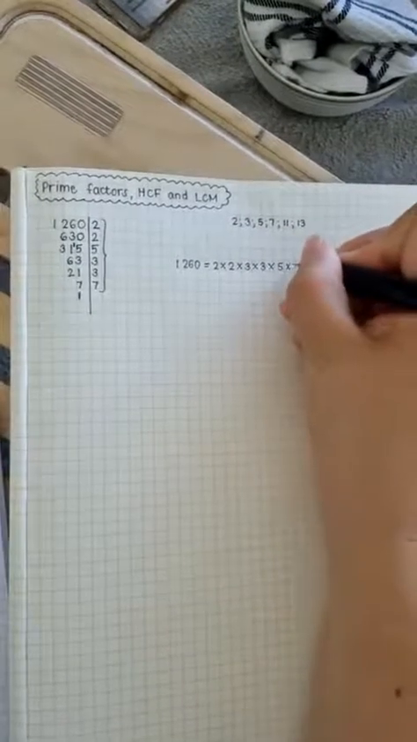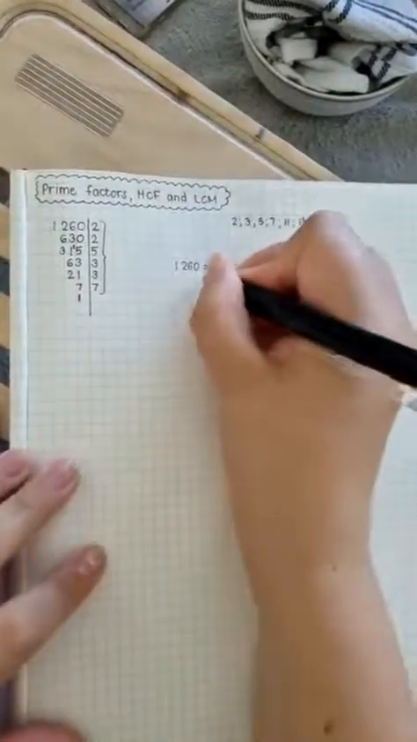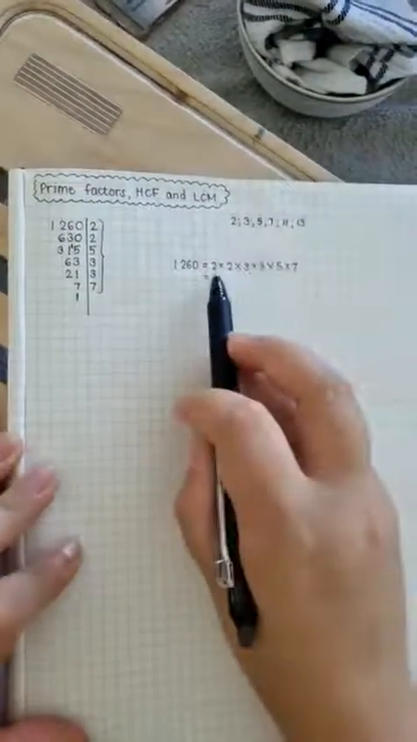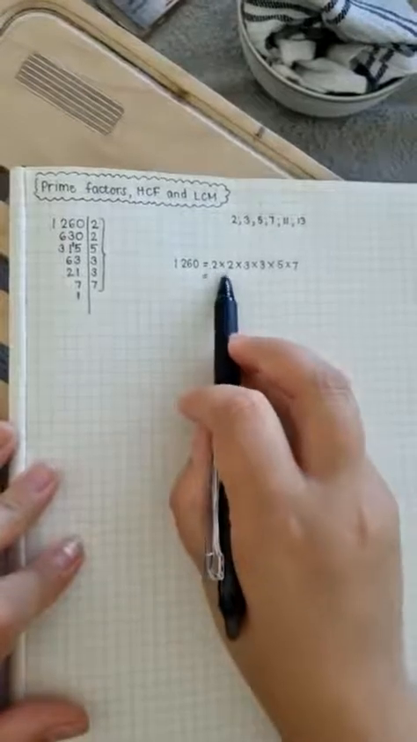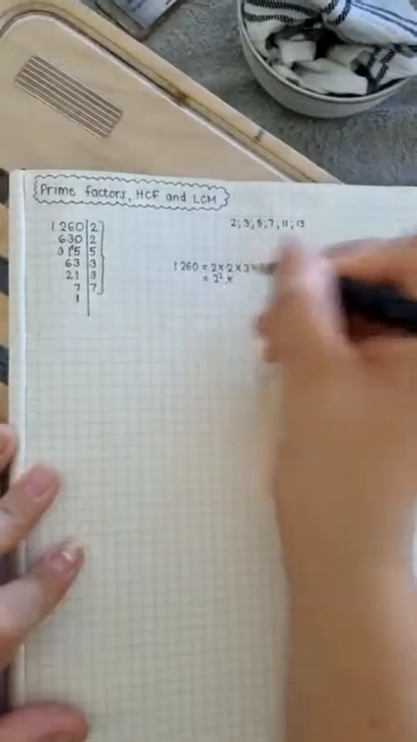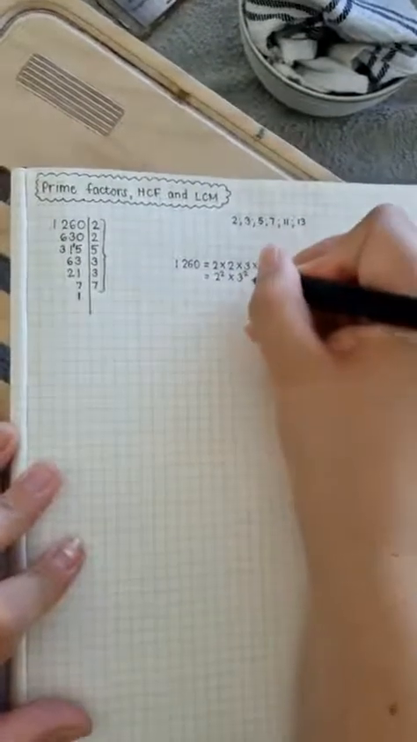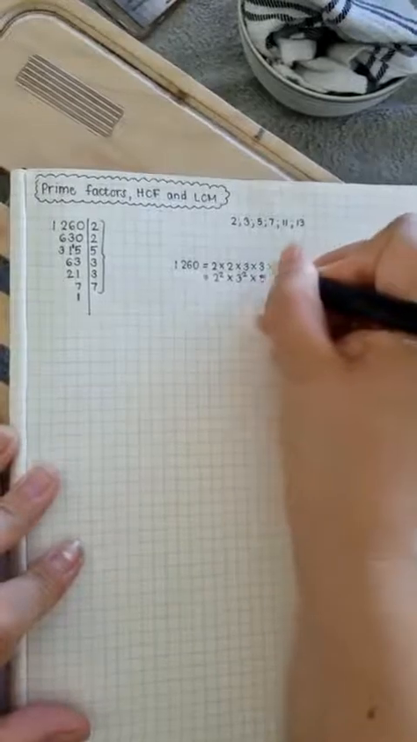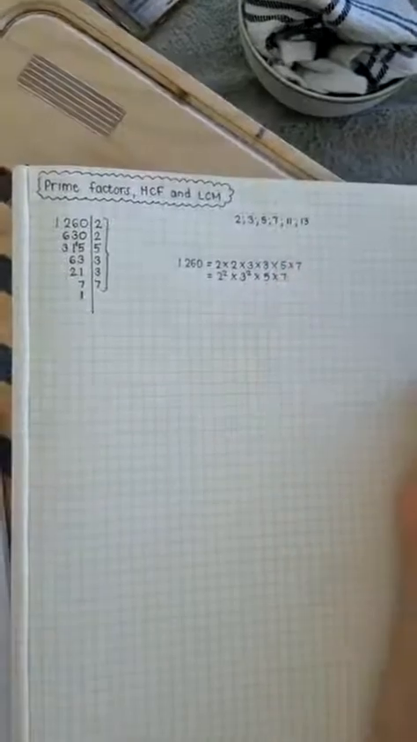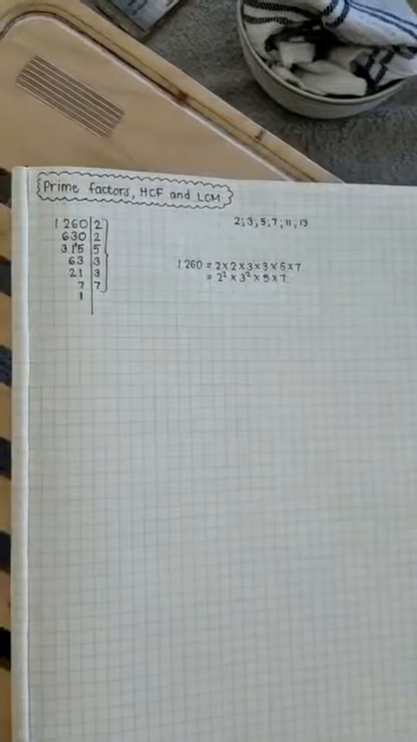Now, some teachers will tell you that this is wrong, that you're not allowed to write it like this. Lots of teachers prefer that if you have 2 2s, that you actually write that as 2 squared. And if you have 2 3s, that you write that as 3 squared, and then we just have a 5, and we have a 7. So that is how you would do that.